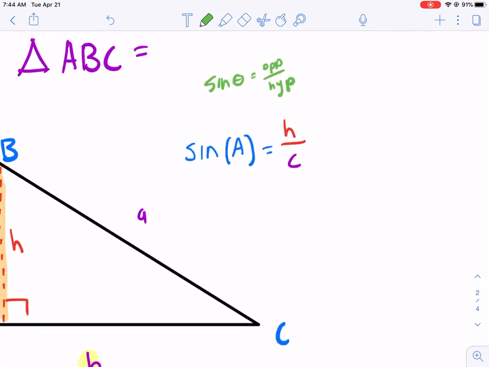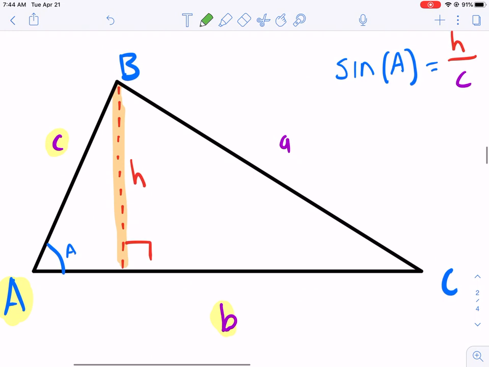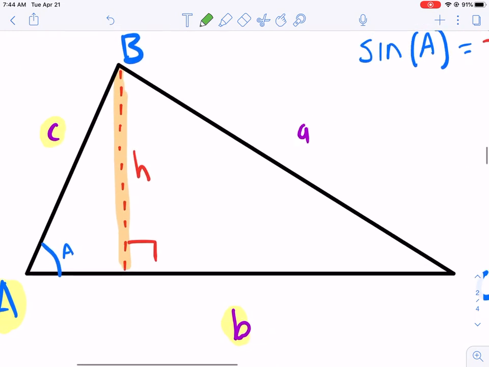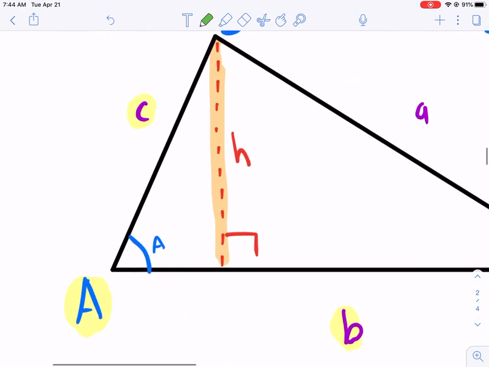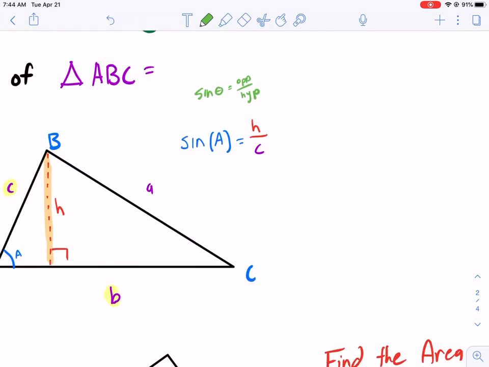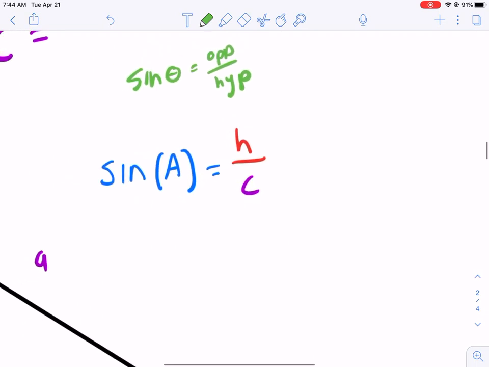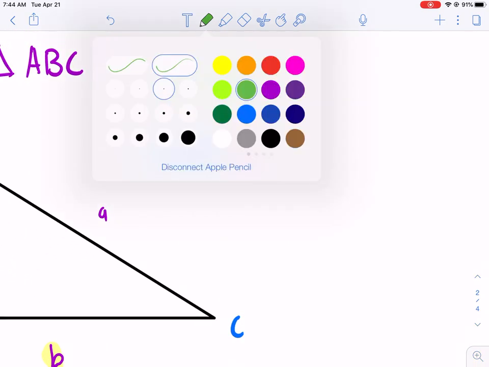So we know that H is our opposite side in relation to A if we make it into a right triangle, which it is. And we know that C is our hypotenuse because that's its longest side opposite the 90-degree angle, okay? So how could I express H in terms of the other two pieces of information? Well, I need to solve for H. So I would multiply both sides by C.